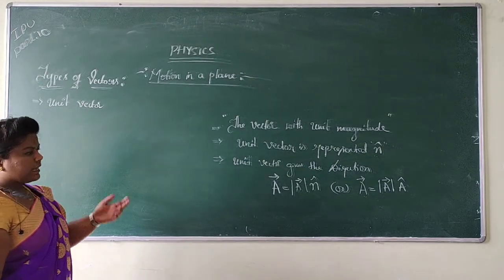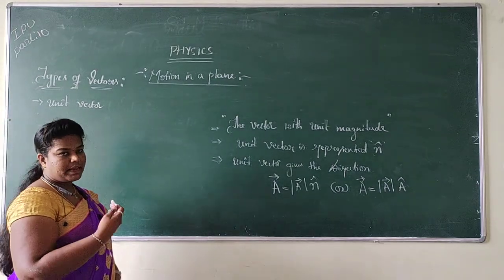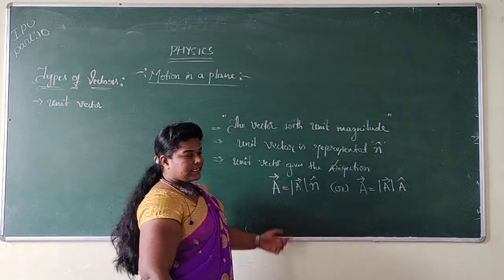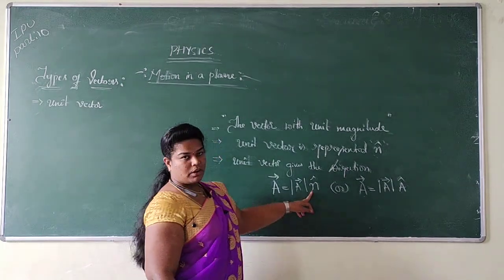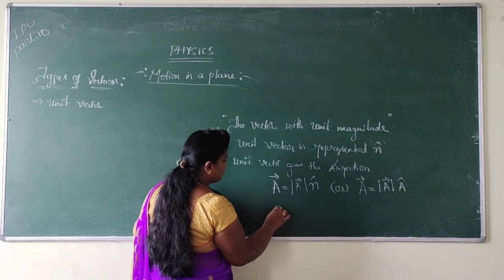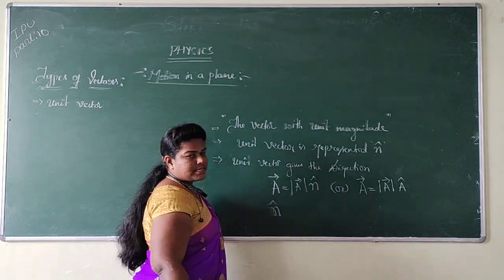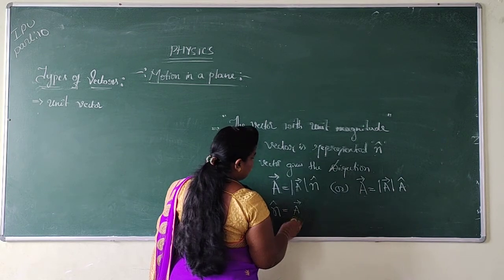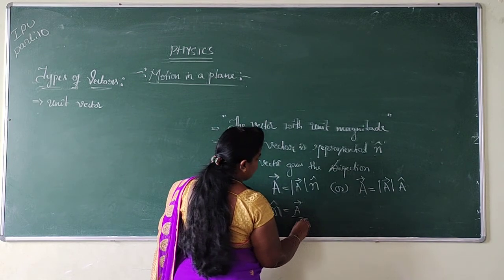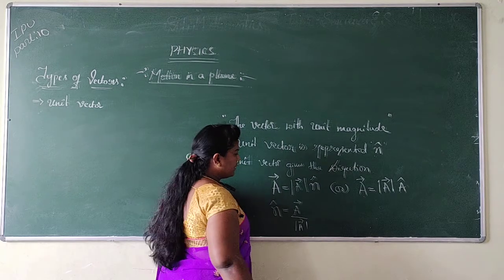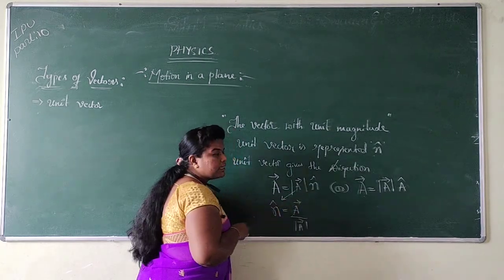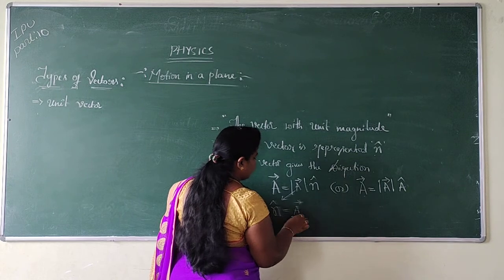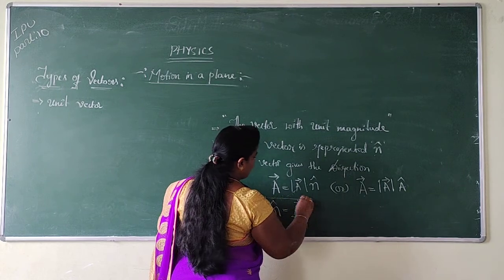No issues. If you represent it by n cap, good. If you represent it by A cap, that's good. Now, this is the representation. Now, how to write the formula for the unit vector? Unit vector is written as n cap, which is equal to vector A divided by the magnitude of vector A. What I did, I just shifted this magnitude to this side. So I got it in this way, that is, vector A divided by magnitude of vector A.